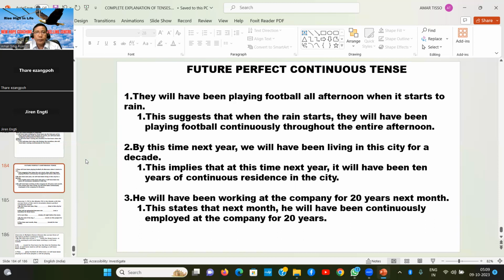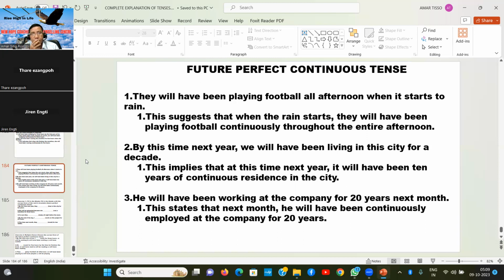When the rain comes, take all the clothes inside. Simple. When the rain comes, take all the clothes inside.